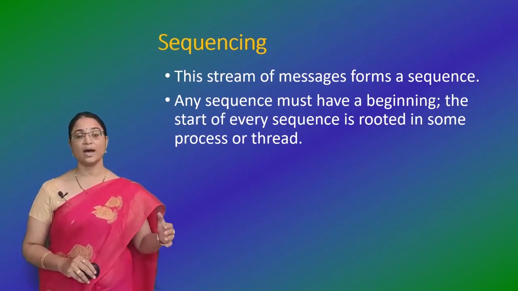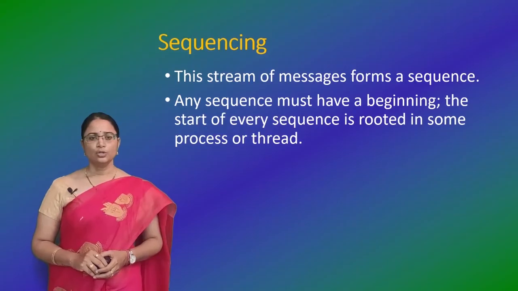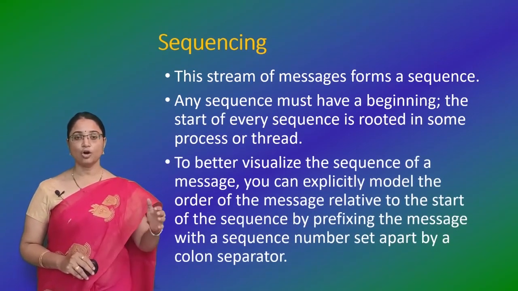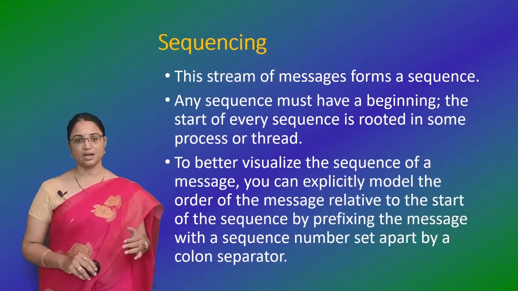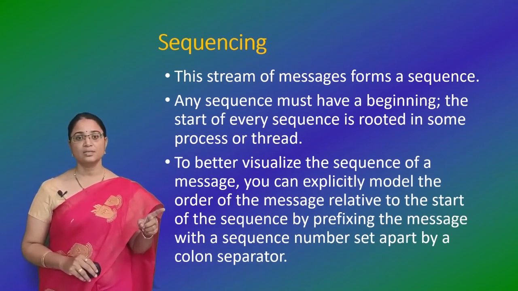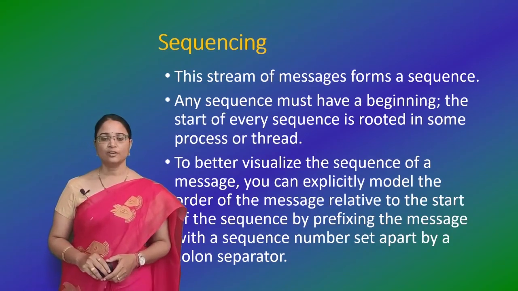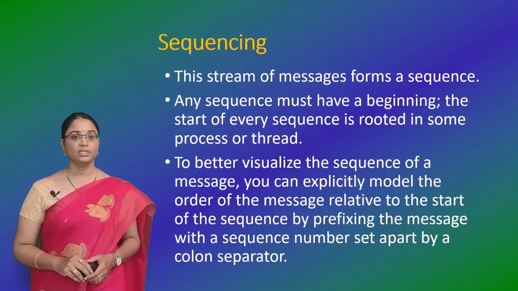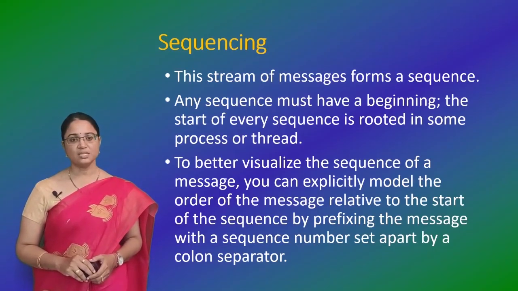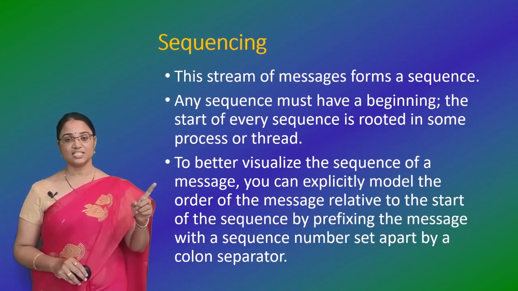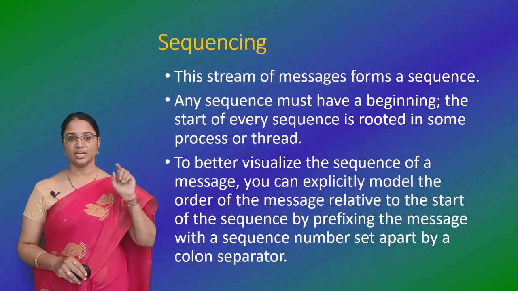Each process and thread within a system defines a distinct flow of control, and within each flow, messages are ordered in sequence by time. To better visualize the sequence of a message, you can explicitly model the order of the message relative to the start of the sequence by prefixing the message with a sequence number set apart by a colon separator. So if you see the communication diagram, a message has a sequence number, and the message and the sequence number are separated by a colon.